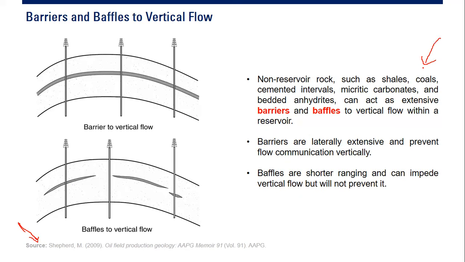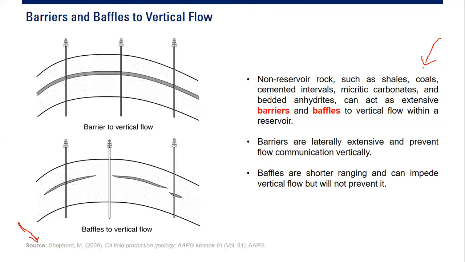All right, so the first important thing is that non-reservoir rock, which are tight, they can act as barriers and baffles. The examples are shales, coals, cemented intervals. All right, so remember that. Micritic carbonates and anhydrites. Okay, so remember that they are the non-reservoir rock that can act as barriers or baffles.